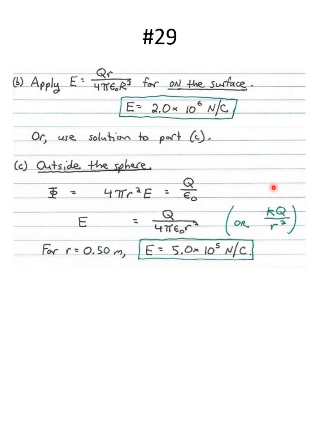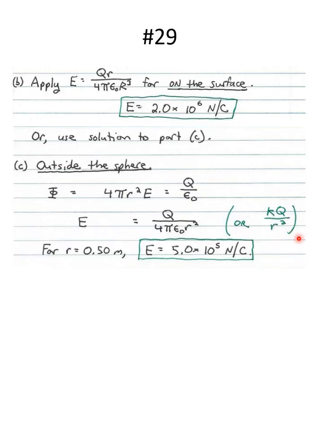And notice what I've written here in green. This is the same as what we learned in an earlier chapter. The electric field from a point charge is k times the charge divided by distance squared. And a big idea that we learned in this chapter is that if we are beyond a charged sphere, looking at a place beyond a charged sphere, you can treat that sphere as if it were just a point charge. Now, let's go back up to part B. I said, or you can use the solution to part C. Well, just look what I've done here in the green. If we're on the surface of the sphere, we can also treat that sphere as if it's a point charge.